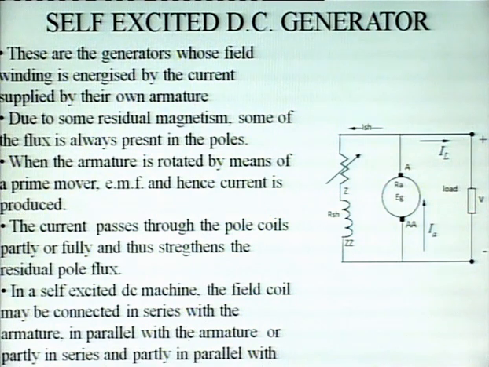Due to some residual magnetism, some flux is always present in the poles. When the armature is rotated by means of a prime mover, EMF and hence current is produced. The current passes through the pole coils partially or fully and thus strengthens the residual pole flux. In self-excited DC machines, the field coil may be connected in series with the armature, in parallel with the armature, or partially in series and partially in parallel with the armature.